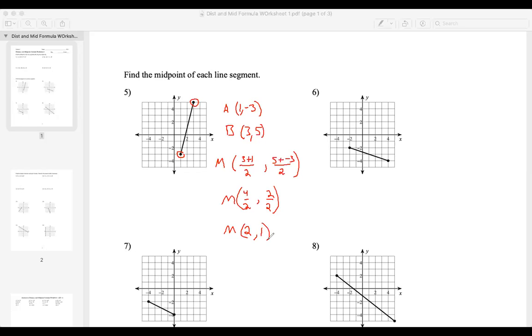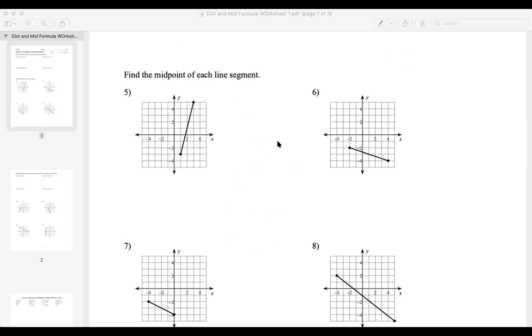Now, the nice thing is with a graph, you can confirm it. I mean, I can plot 2, 1. If I plot, I'll do it in blue here. If I plot this point right here, it should be the middle of this. 2, 1 is right here. And notice it's smack dab in the middle. Look at that. That worked. All right. Merry Christmas. I did one for homework for you.